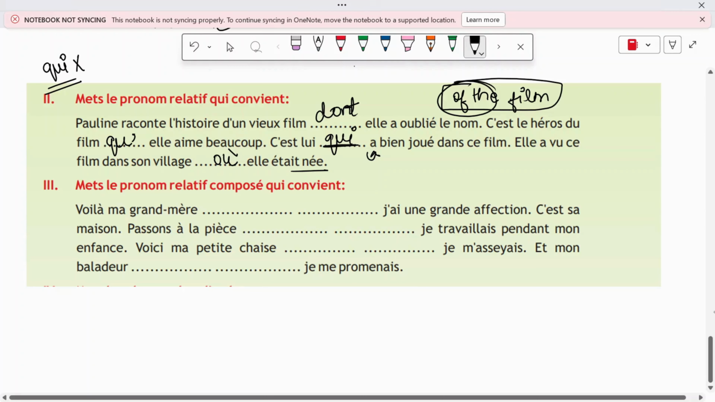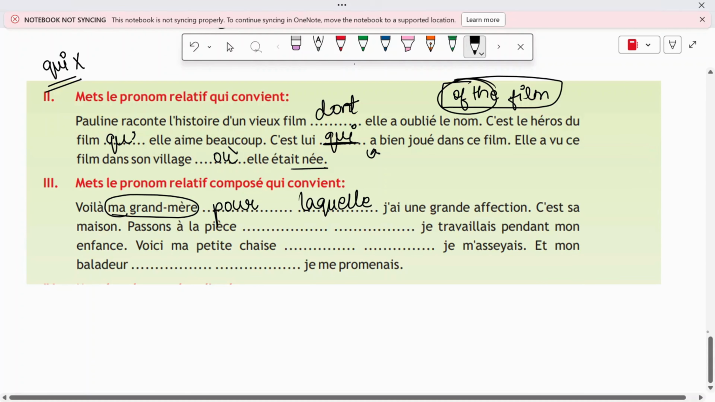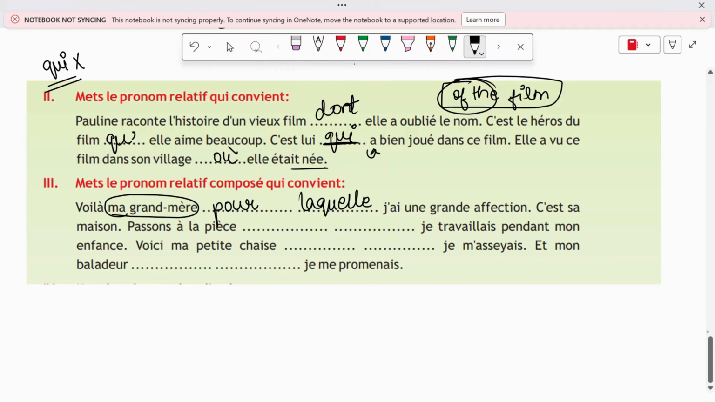Next one. Voilà ma grand-mère, here is my grandmother. So two blanks are there, that means one preposition and another one is going to be your pronom interrogatif. So voilà ma grand-mère, dash j'ai une grande affection. So for whom I have a great affection. For the word for, we'll put pour. Now we are replacing grandmother, who is feminine singular, so it will be laquelle.